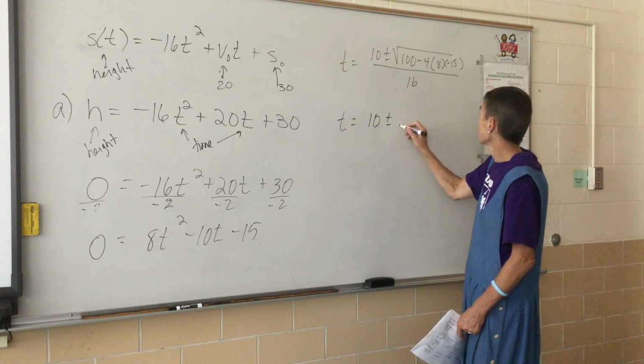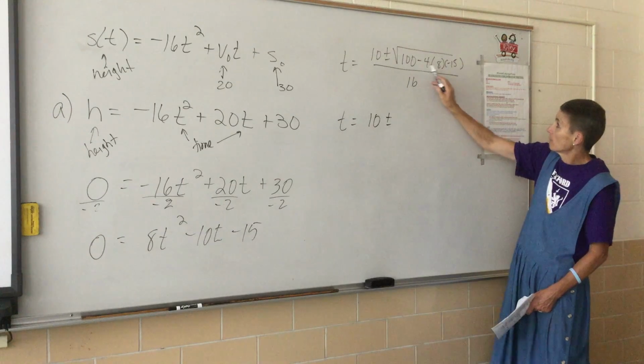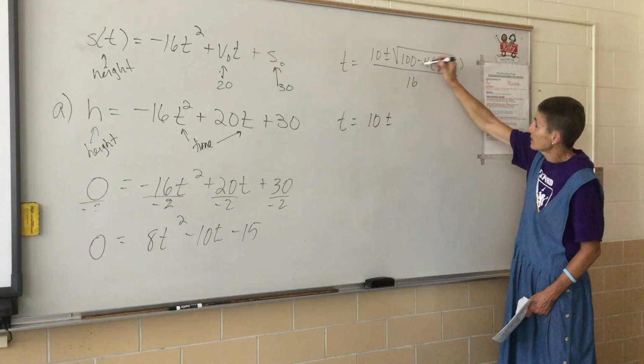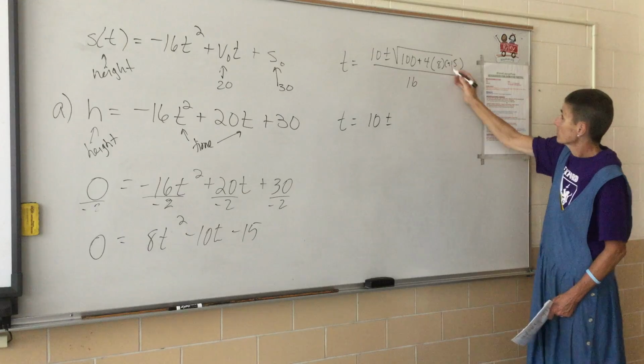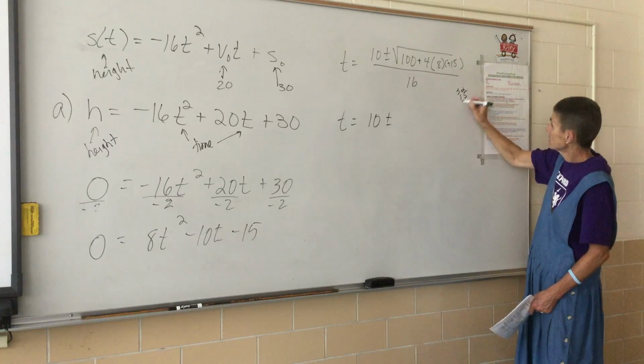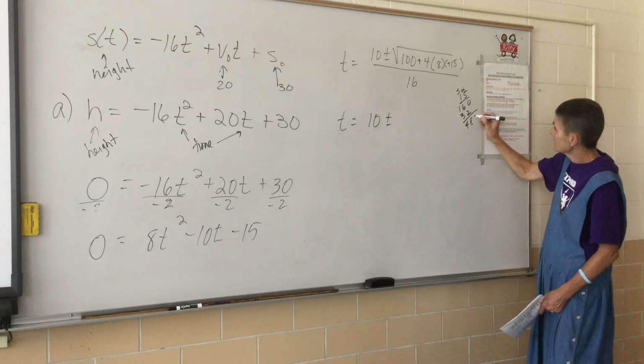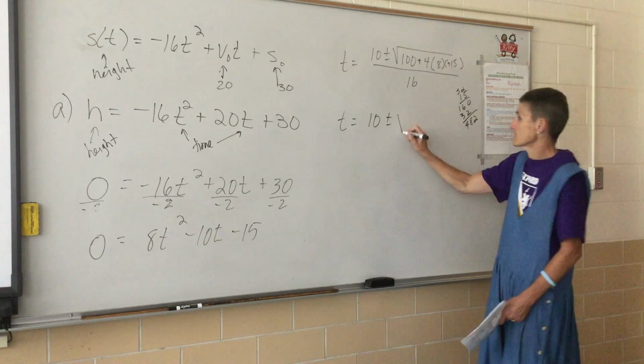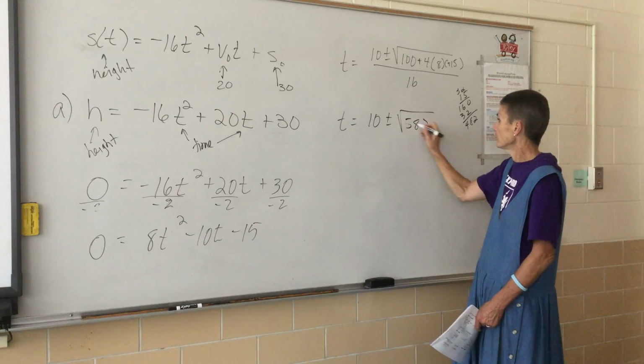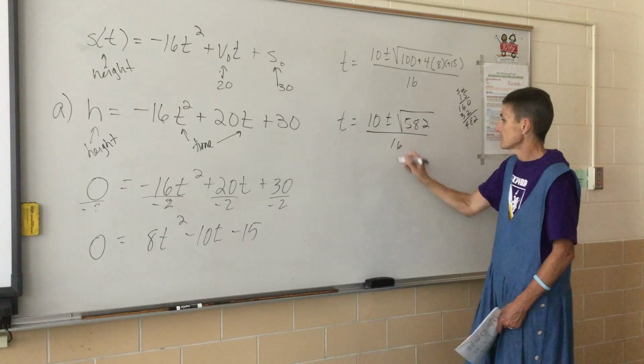So 10 plus or minus. Now, I've got a double negative going on, so that's going to be a plus. So let's see, 32 times 15 is 480, added to 100, so that's going to be the square root of 580 over 16.